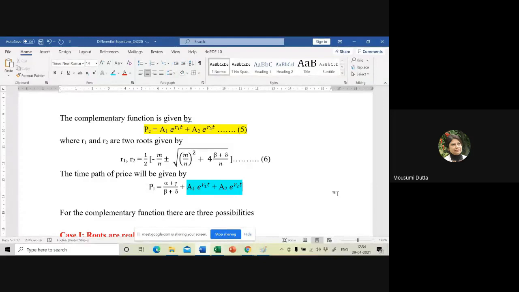Alternatively, if the roots are positive, the time path will be divergent. As long as the roots are real, the time path will always be monotonic. However, if the roots are complex conjugates, the time path will be oscillatory. That part is common for both the difference and differential equation. Remember that as long as roots are real, the time path will be monotonic in nature. Otherwise, the time path will be oscillatory.